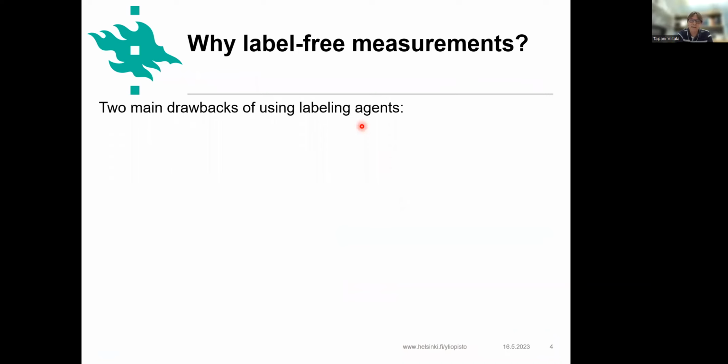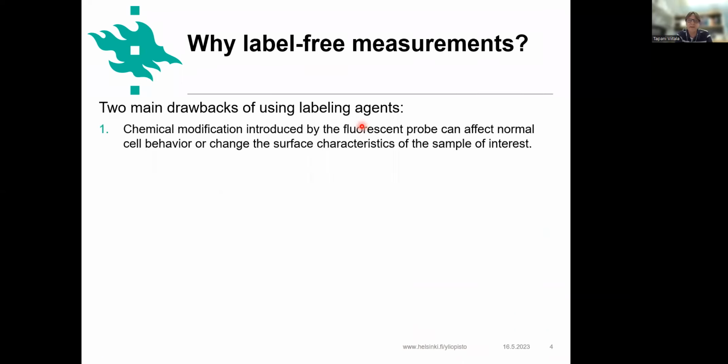The other part is label-free measurements. What I'm focusing on is because I have recognized, and even the literature has recognized, that there are drawbacks to using labeling agents. One is, of course, that when we chemically modify our sample, our drug, our particle, or our cells for imaging, we can modify the physical chemical properties or cell behavior even with these labels.